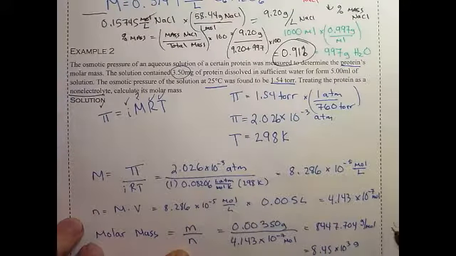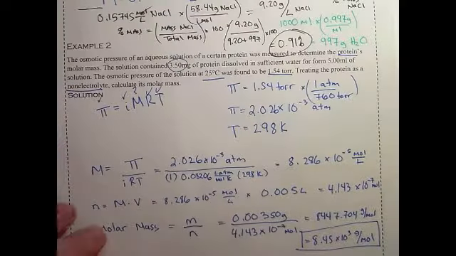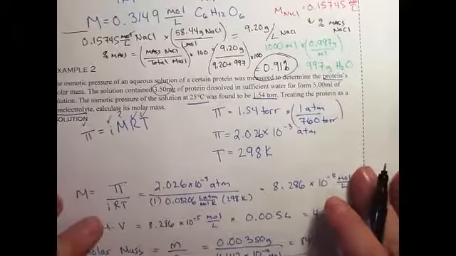So 8,450 grams per mole, which is pretty much what you would expect when you're looking at a protein. Otherwise, if you're not really familiar with proteins, you might think that that answer is wrong just because it is so large.